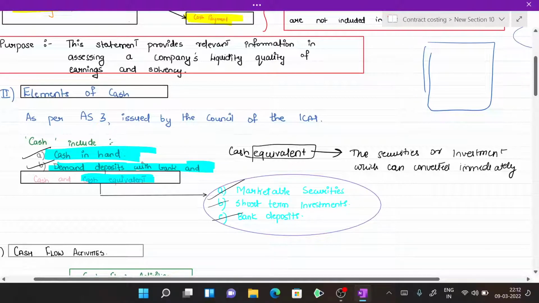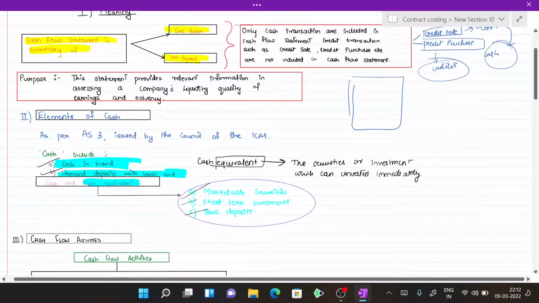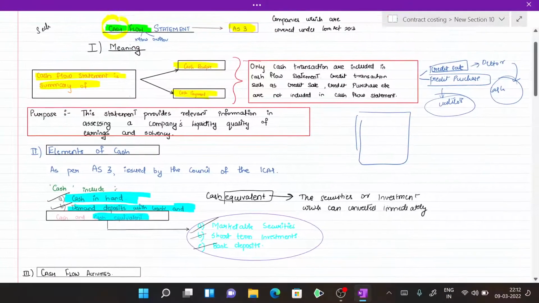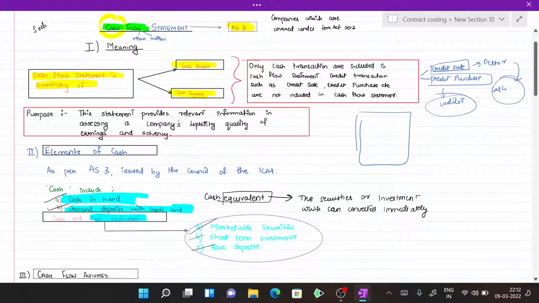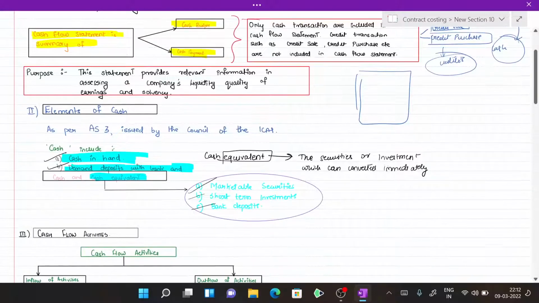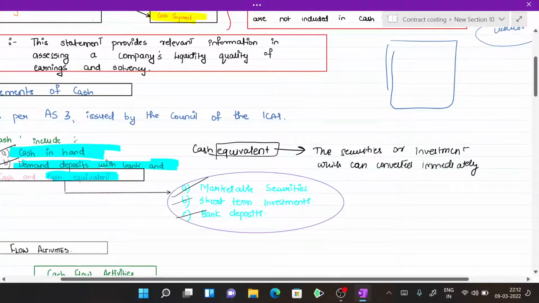So hope you understand the meaning of cash. Let us revise the whole thing once. What do you mean by cash flow statement? Cash flow statement is nothing but the summary statement of all the cash outflows and inflows. Then what is included in the cash? Cash includes cash in hand, demand deposits. Then comes the marketable securities which can be converted easily into the cash, right? This is what the cash includes.